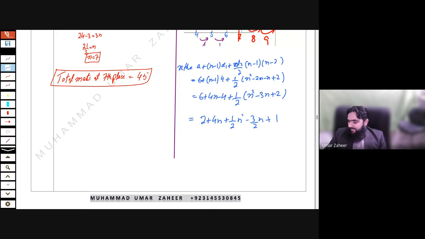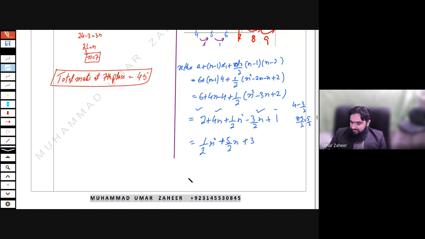All right. Now they are the same kinds. Just simplify them. 1 by 2 n square, 4 minus 3 by 2. It will be 8 minus 3 by 2. That will be 5 by 2, right? So the nth term is 1 by 2 n square plus 5 by 2 n, and 2 plus 1, that will be 3.